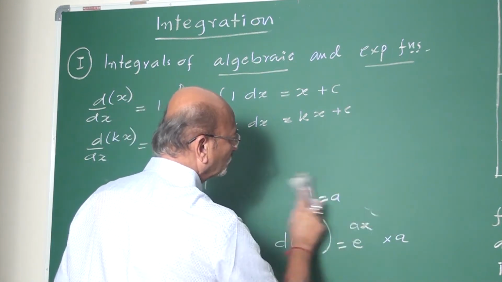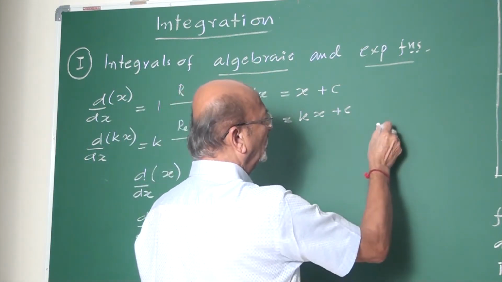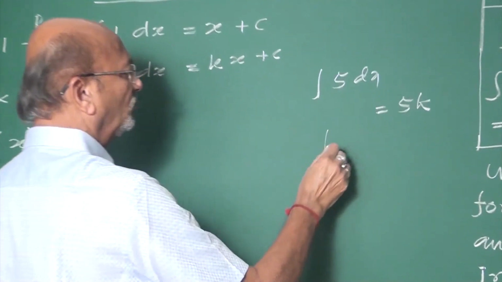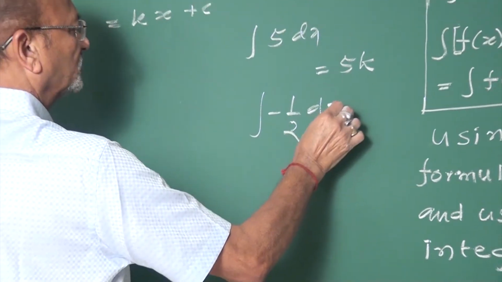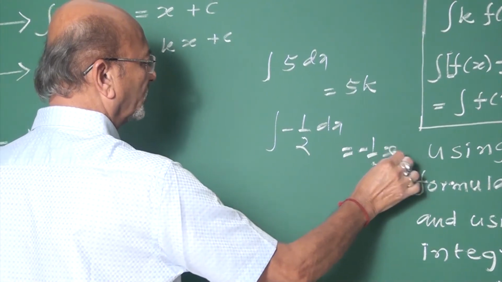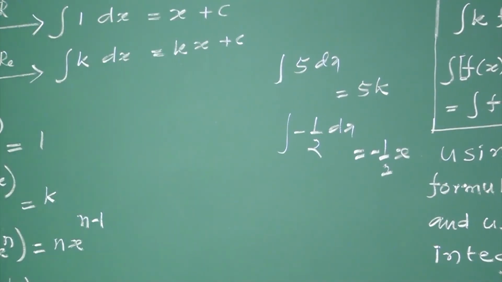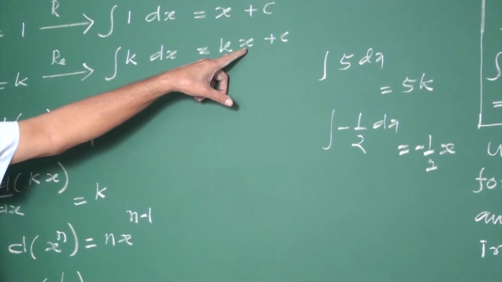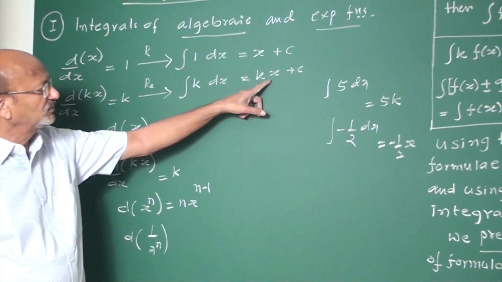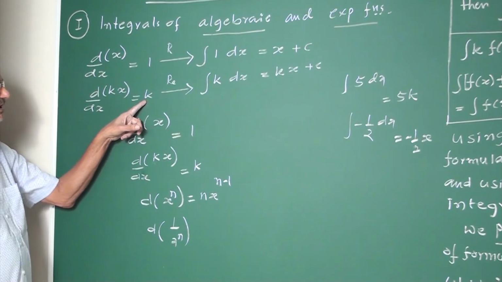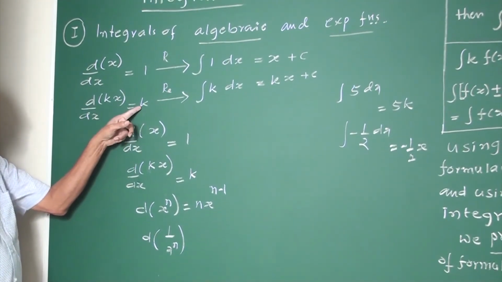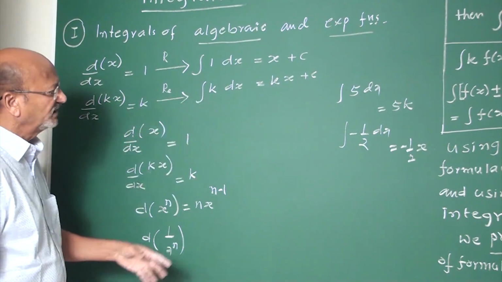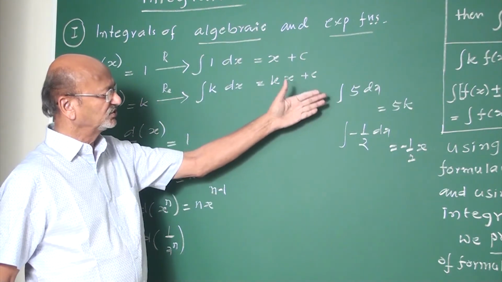My friends, by making use of this, you can directly write the integral of 5 with respect to x. What is it? It is 5x. Integral of minus 1 by 2 with respect to x is minus 1 by 2 into x. It becomes easy, my friends. So if you remember this, integral of a constant k is that constant multiplied by x. Because reversing, the integral of the RHS is the bracket kx. This is second. By making use of this, we can write a big list.